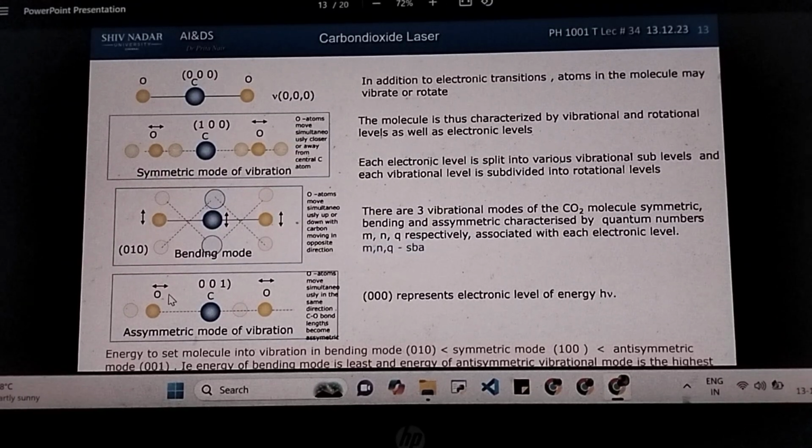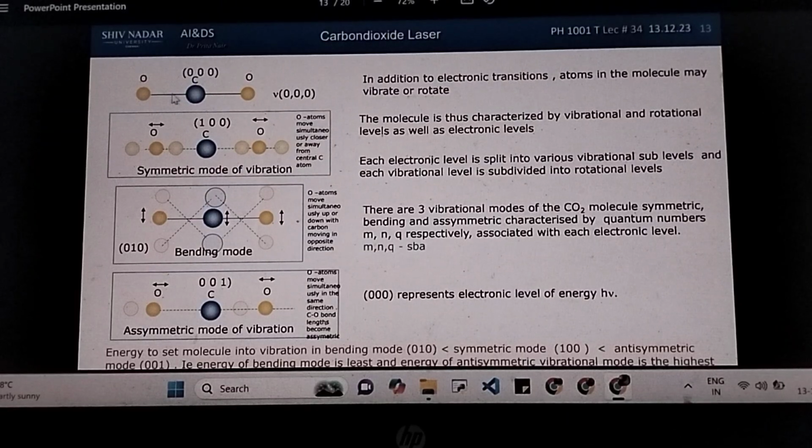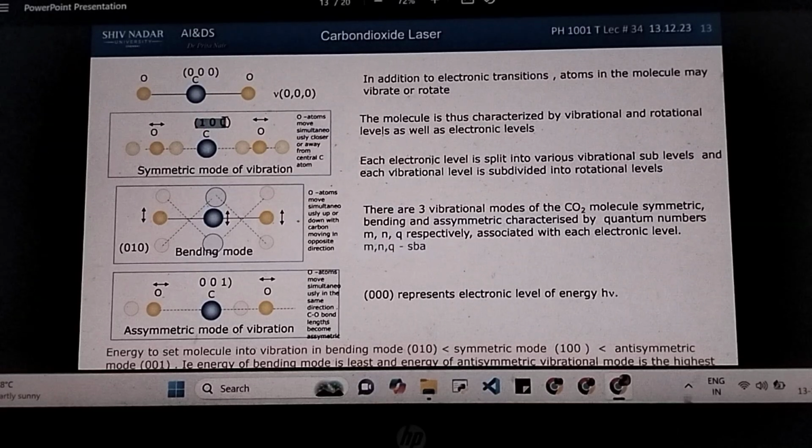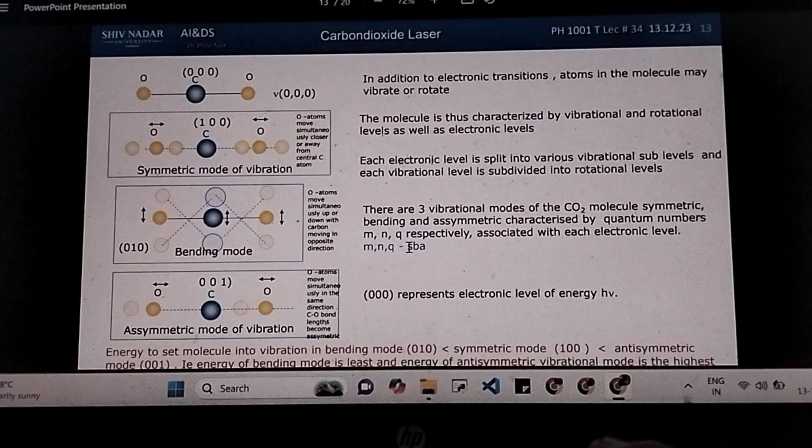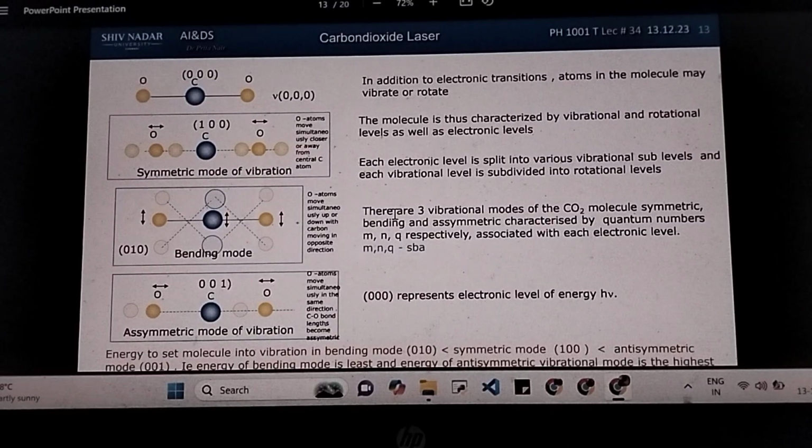And what are these quantum numbers here? 000 means it is in its normal state, and when it is vibrating, you have these three quantum numbers, out of which only one of those three will be 1 at any given time. The rest are all going to be 0. So if the first one is 1, it means symmetric mode. If the second one is a 1, it means it's in bending mode, and if the third one is a 1, it means it's in antisymmetric mode. That is why SBA, symmetric, bending, antisymmetric. So these are the three different ways in which a carbon dioxide molecule can vibrate.